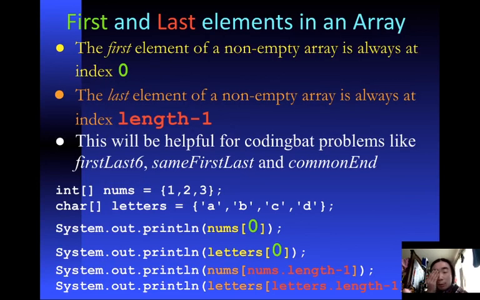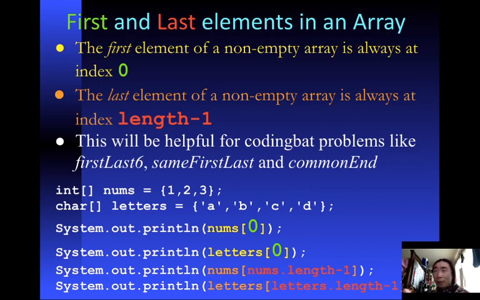So this slide is going to be super helpful for 3 of the problems from your CodingBat problem set. There are shortcuts to accessing certain elements. Specifically, the first thing is always going to be square bracket 0, index 0. The last thing is going to be length minus 1. That's the position that the last element is going to be in. Why is it minus 1? Because we start counting at 0 for indices.